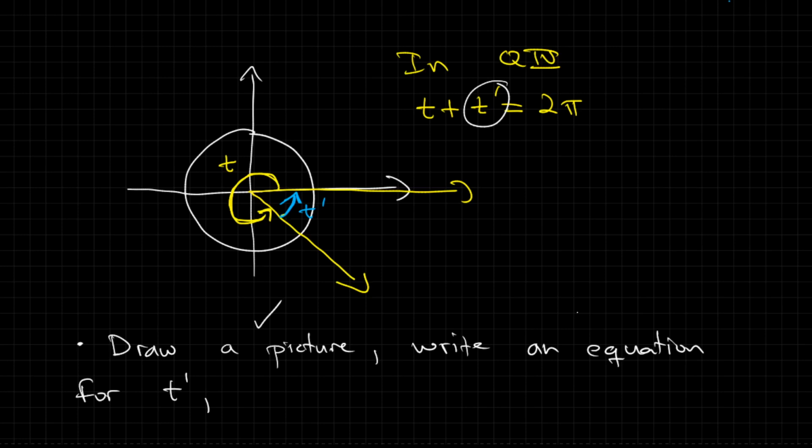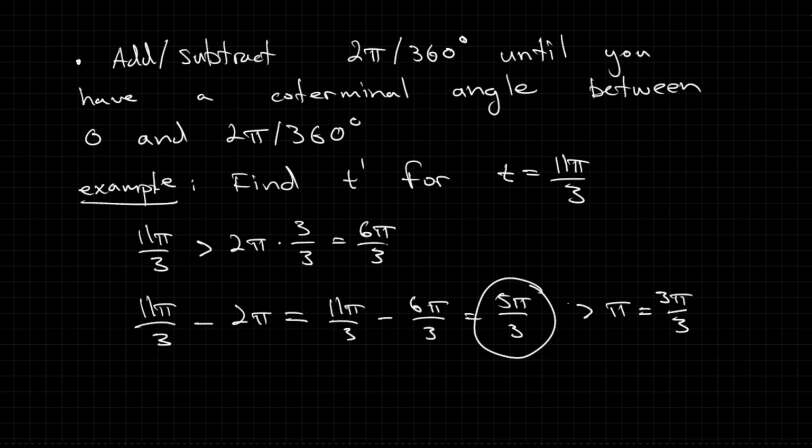So we've done the picture, we've written an equation, then all we have to do is find T prime. In this case, T, which is 5 pi over 3, when you fill in this value of T, you're going to use whatever you found after you subtracted 2 pi or added 2 pi the number of times that you needed to in the first step. So in this case, we're going to use T as 5 pi over 3, not as 11 pi over 3.